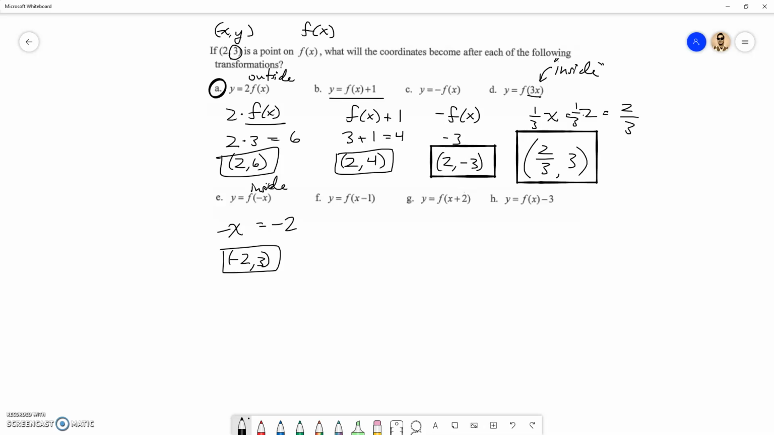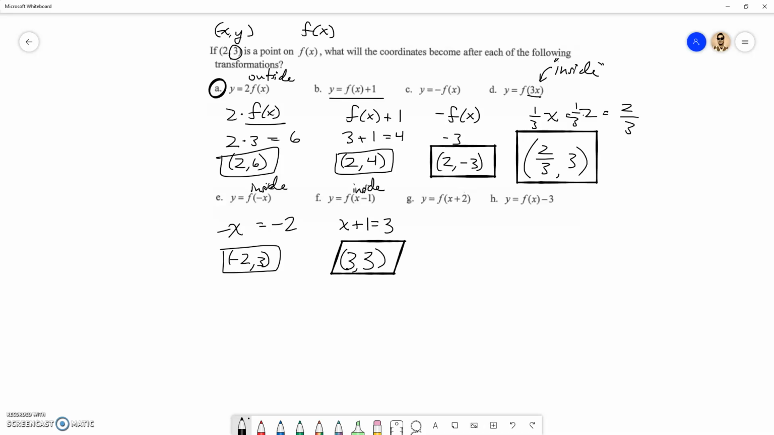Let's continue. For part F, it says f(x minus 1). This is also happening on the inside. So what I see here, I actually want to do the opposite. Rather than take x and subtract 1, I'm actually going to be adding 1 to all my x values. That means that my new x value should be 3. And we'll still have the same y value of 3.